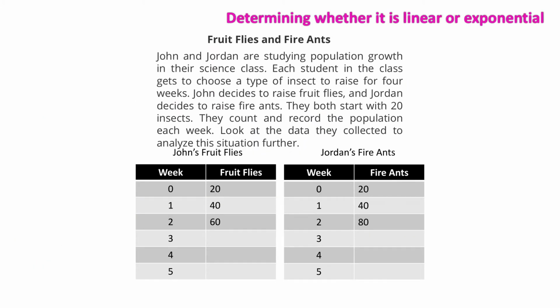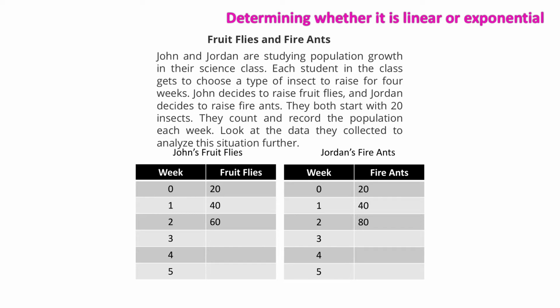So here's a word problem. John and Jordan are studying population growth in their science class. Each student in the class gets to choose a type of insect to raise for 4 weeks. John decides to raise fruit flies, and Jordan decides to raise fire ants. They both start with 20 insects. They count and record the population each week. Look at the data they collected and analyze the situation further.